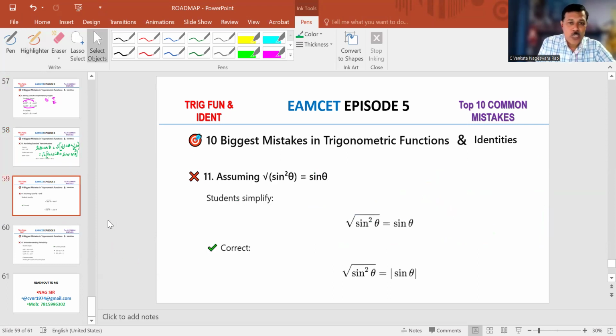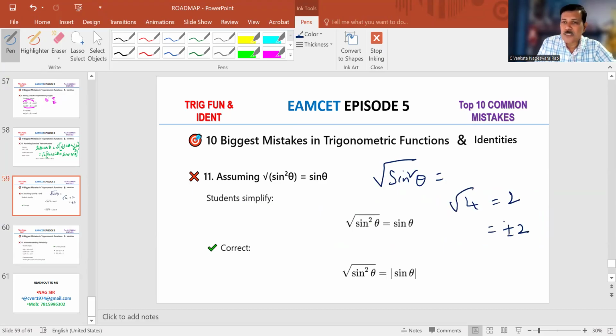Not only 10, I'm giving you two more here. What is the 11th one? The 11th one is square root. Generally, square root of 4, if you write 2, it will be going wrong. You should write plus or minus 2.